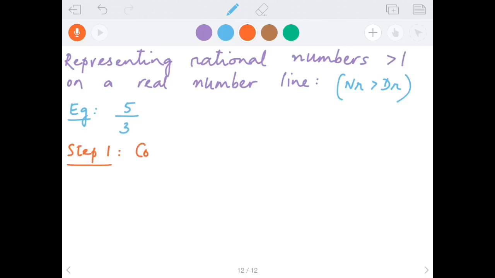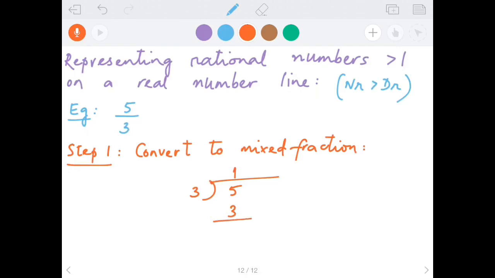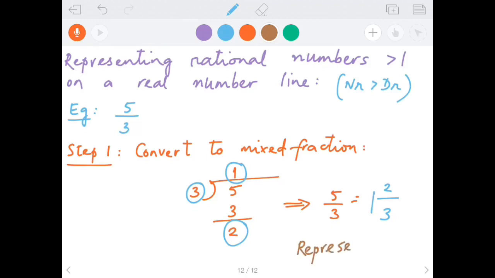The first thing that you'll have to do is convert this improper fraction to a mixed fraction. And I hope all of you know how to do this, but I'll just put it by the side so that you're aware of the process. So let us first divide 5 by 3. 3 times 1 is 3. You get a remainder of 2. So this becomes 1, then the remainder 2 divided by 3. Remember, the mixed fraction is 1, 2 by 3, which represents 5 by 3.